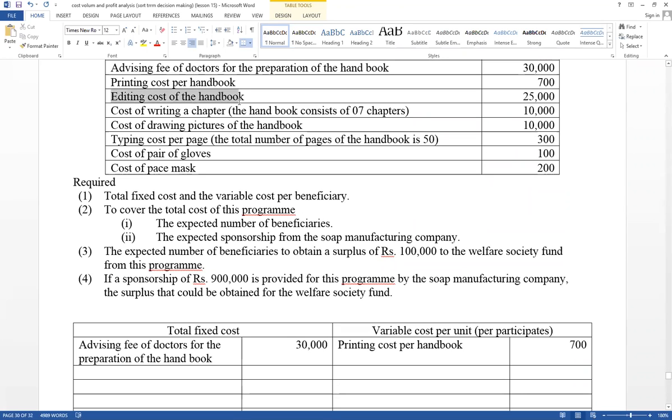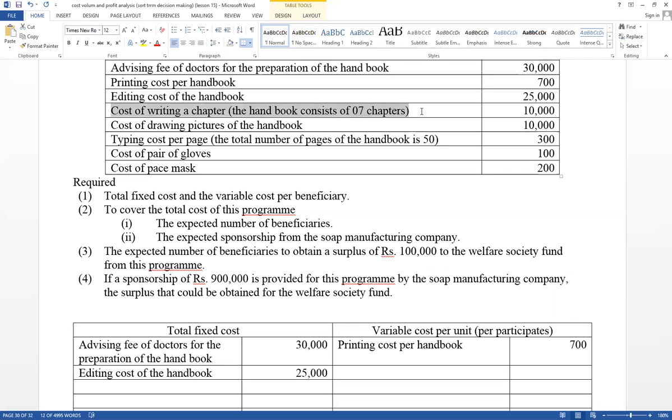And editing cost of handbook, it also does not vary with number of participants. That is a fixed cost. Value equals 25,000. Edit කරන්න එක පාරයි වෙන වෙනම edit කරන්න නෑ බලන්න. And cost of writing chapters, the handbook consists of 7 chapters. A chapter 10,000. Think about 7 chapters. It does not vary with number of participants, but it varies with number of chapters.